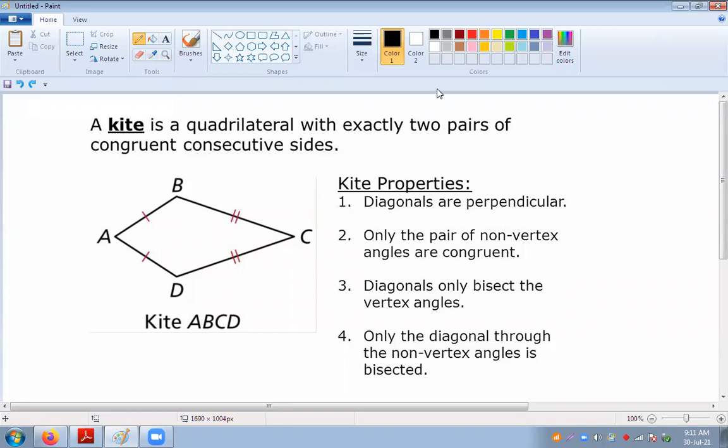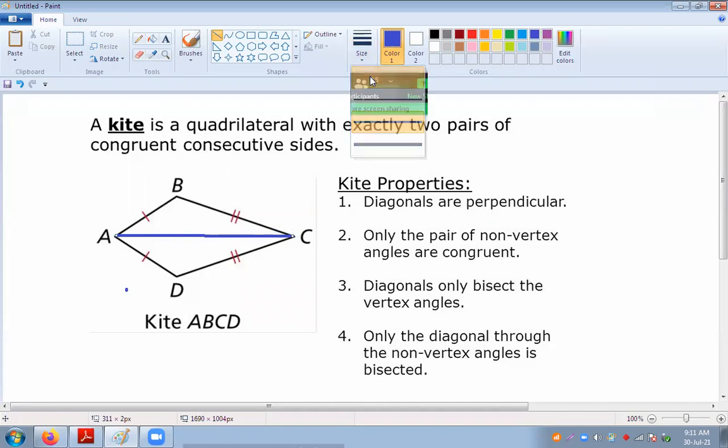So we'll draw the diagonals of this picture. We draw this diagonal, and we draw here another diagonal. These two diagonals will be perpendicular to each other. That means the angles they make are 90 degrees.